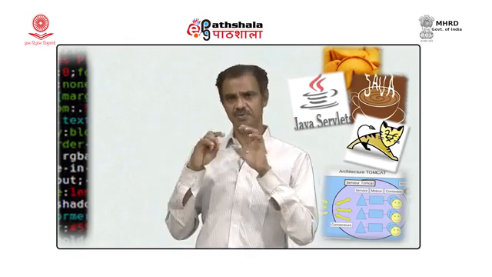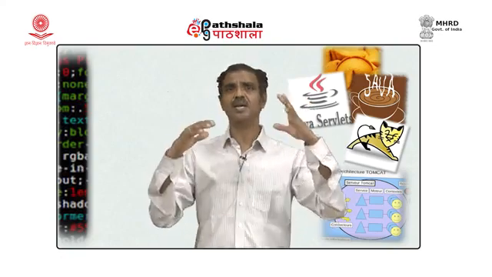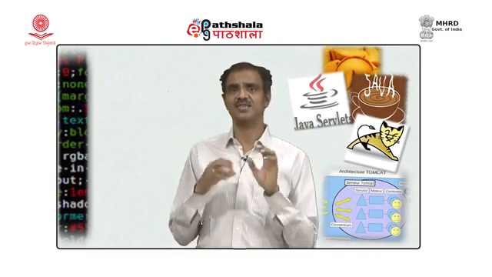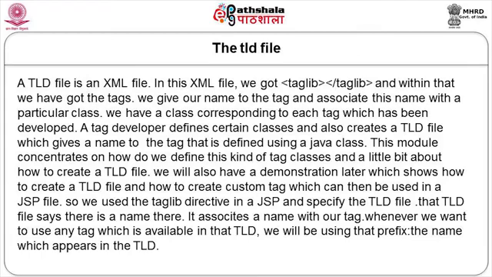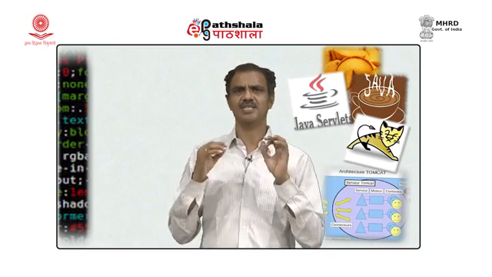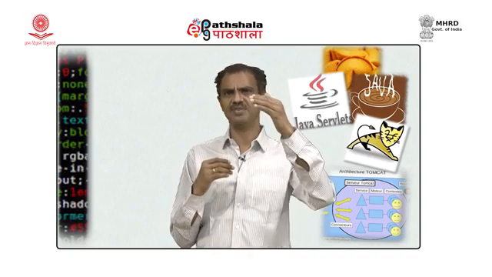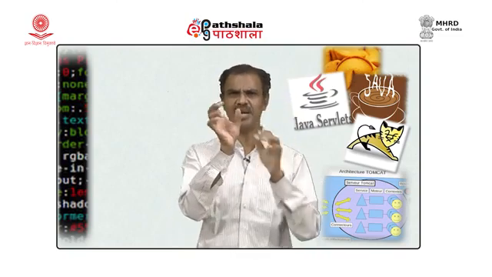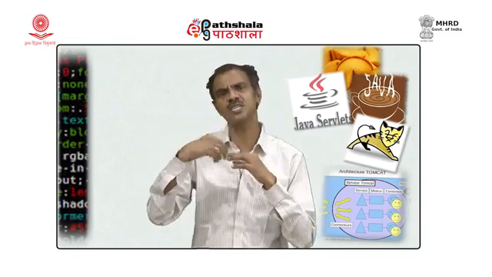The idea here is that when I say @taglib, I am saying that in this particular JSP, I would like to use all those tags which are declared in this particular TLD file, a tag library descriptor. A TLD file is an XML file. In this XML file we have taglib, and within that we have tags. We declare, I have so and so tag, we give a name to the tag and associate this name with a particular class. So we have a class corresponding to each tag which has been developed.